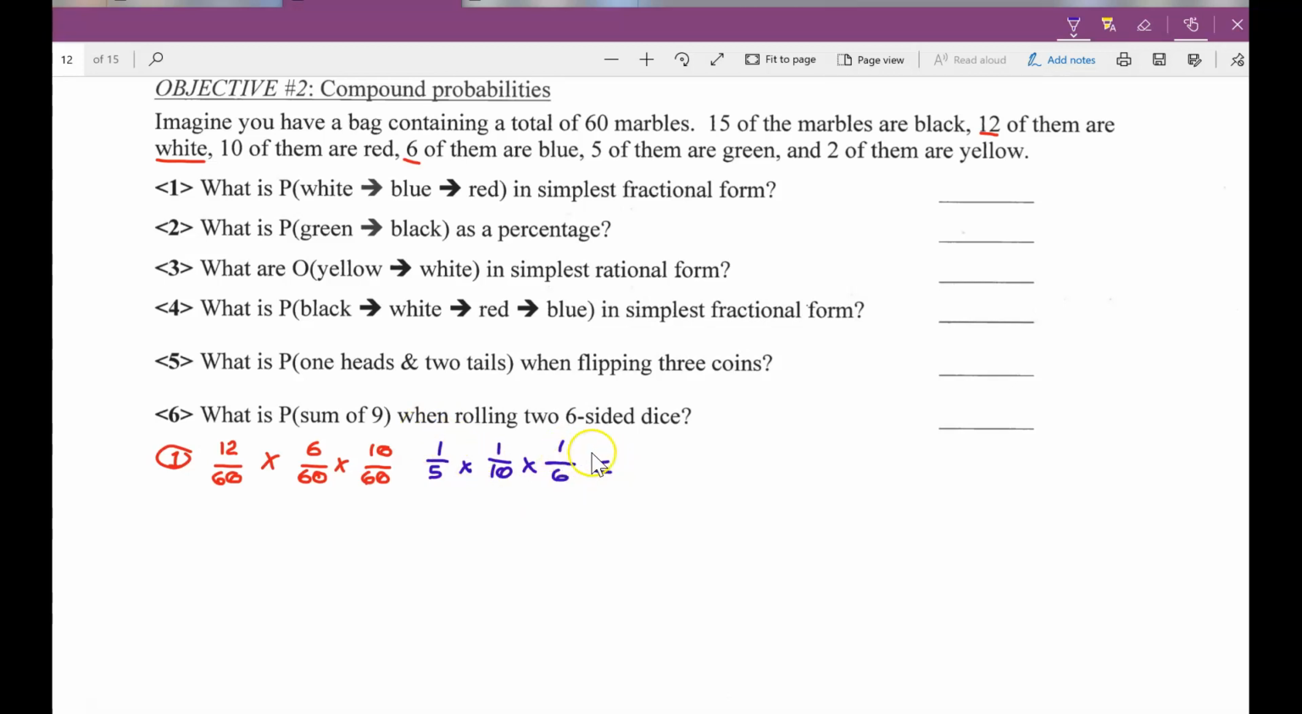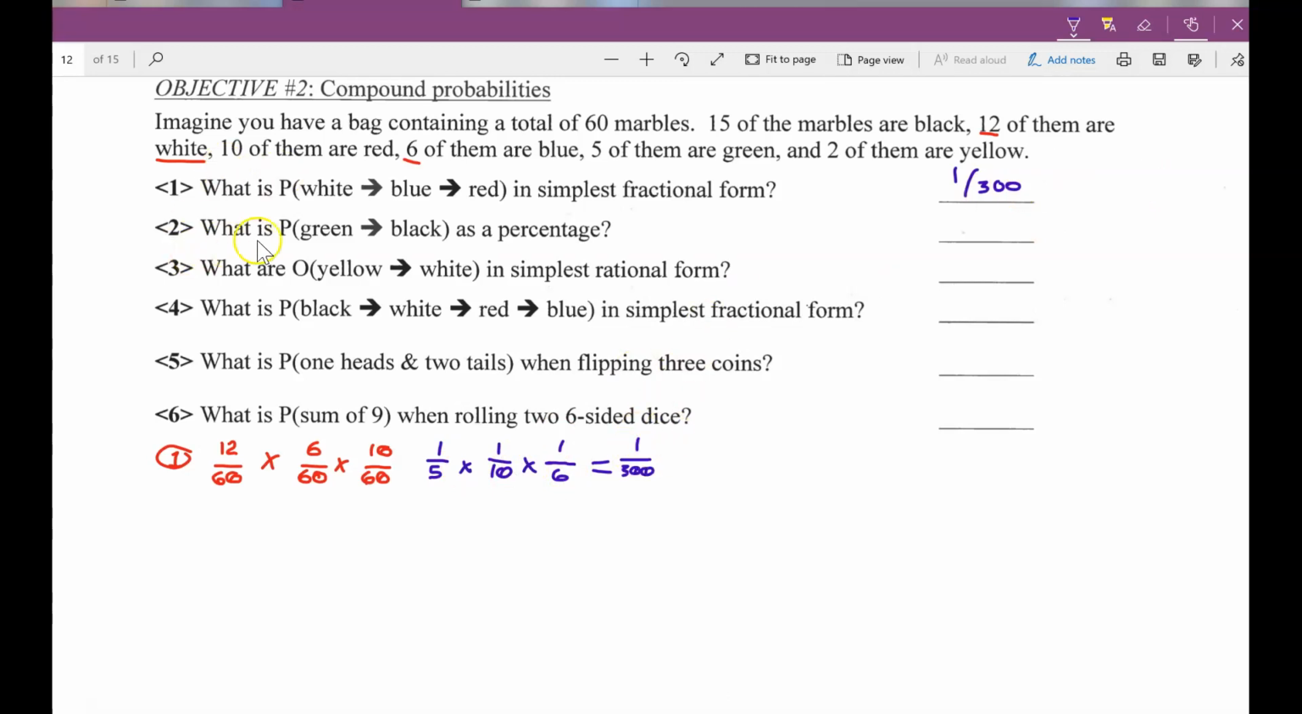And now we can multiply. 1 times 1 times 1 across is 1. And 5 times 10 is 50, times 6 is 300. So the probability of getting the exact sequence, white, and then blue, and then red, is 1 out of 300. We wrote down each individual probability. White was 12/60ths, blue was 6/60ths, red was 10/60ths. We simplified, we multiplied. There's our answer.